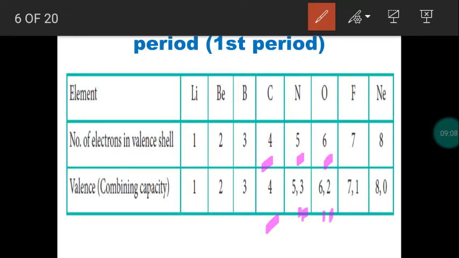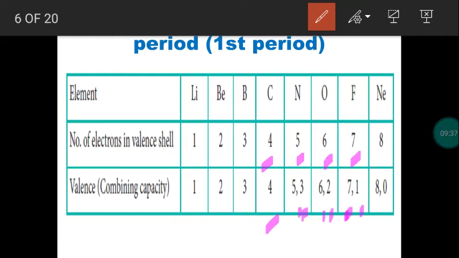Right. Next, fluorine, atomic number 9, 1s2, 2s2, 2px2, 2py2, 2pz1. In total 7 electrons are present in the second shell. So valence electrons 7 means the valency is also 7. 8 minus 7, 1 is the valency. So this is called variable valency. More than one valency is possible for an element, right?